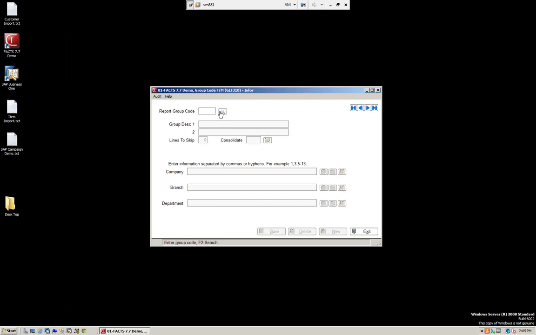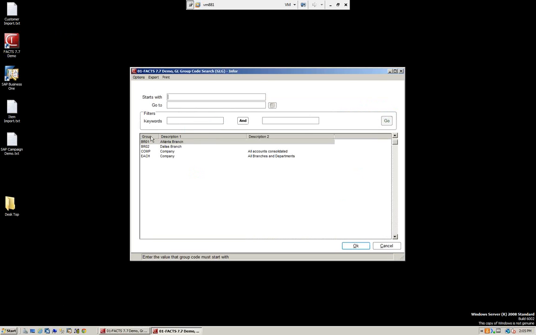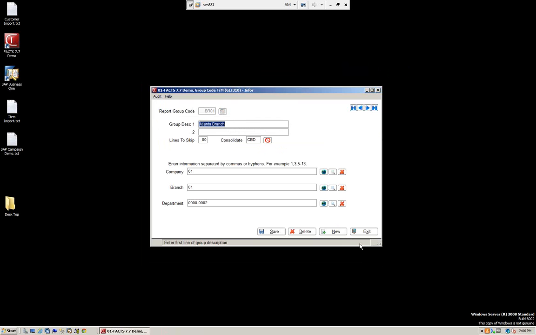And again, we can see we have the four we saw in the setup. We have the Atlanta branch, the Dallas, the company consolidated, and then the company each. So let's just select the first one. And you can see here that we have the consolidated. And we're seeing here our company 01. We can see our branch 01 and our department configuration. So what this does, it looks at the structure of the GL accounts to determine the setup of these two.